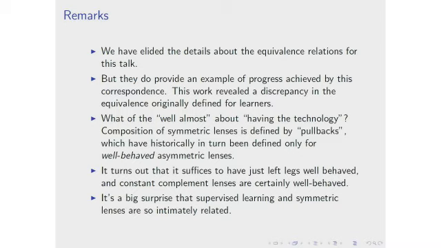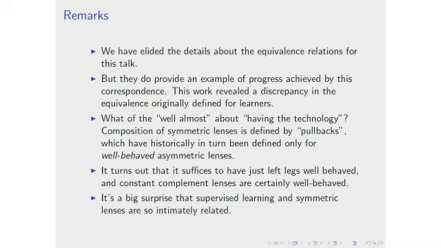So we had to generalise how you compose symmetric lenses, but it turns out you can do it really well as long as at least one leg, one side of the span, does satisfy put get, and indeed one side of the span is constant complement, which satisfies everything you could want, including put get. So that's how that generalises really easy. It's a big surprise that supervised learning and symmetric lenses are so intimately related.